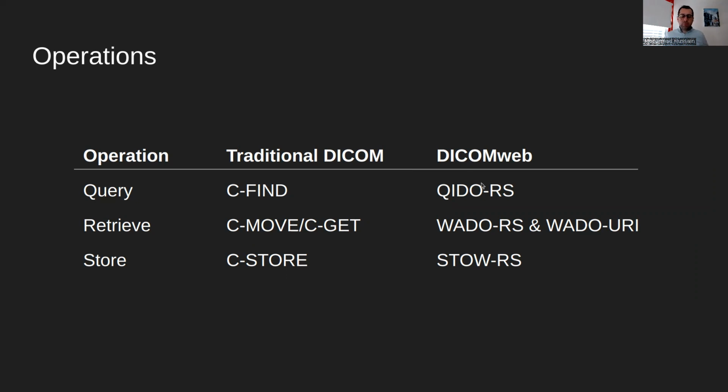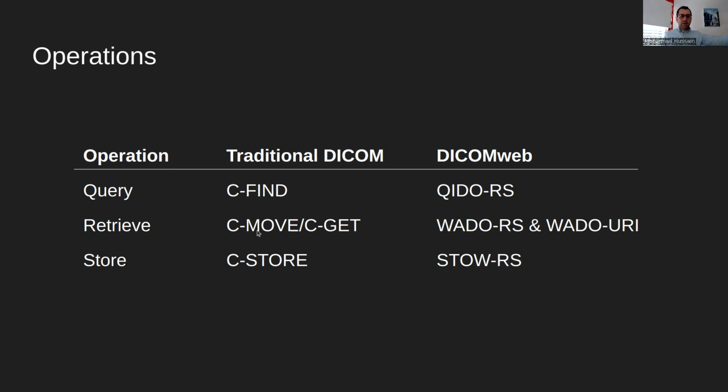In DICOMweb, you use an interface called QIDO-RS, and you'll notice a lot of these have the word RS, which stands for RESTful service. So DICOMweb is actually a RESTful service, which, if you compare it to DICOM DIMSE, is a lot less chatter and a lot less back and forth. It's more like you perform a request, you get your result. Perform a request, you get your result. It's not a lot of back and forth chatter.